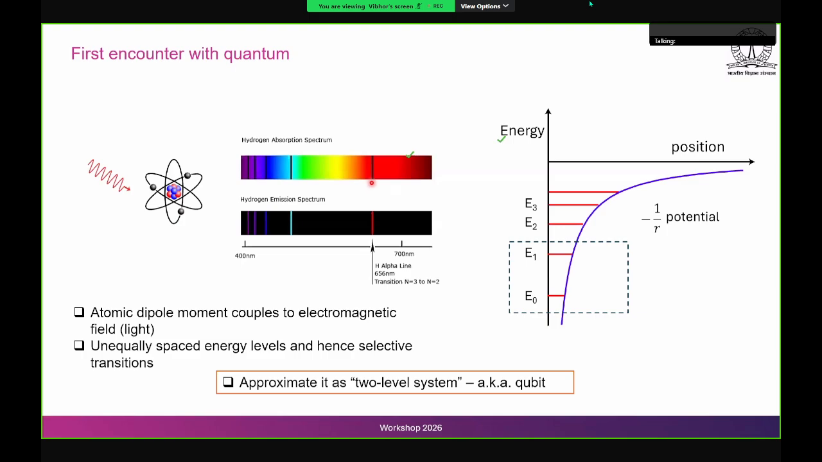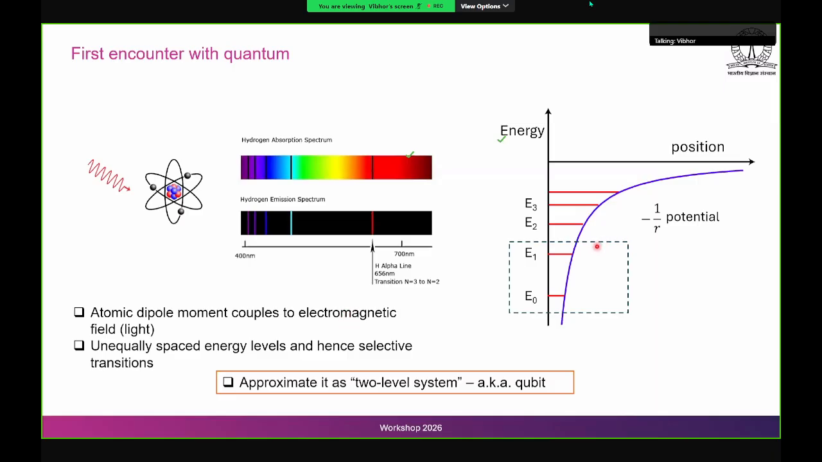And the modern physics understanding that we have for these lines is that they're really showing the quantization of energies for the electrons which are surrounding the nucleus. Because of that quantization, any transition between two levels corresponds to a line in the emission or absorption spectrum. So the fact that these lines are at different wavelengths tells us that the energy level spectrum is not equally spaced. And this coupling between light and atom happens through the atomic dipole moment that couples to the electromagnetic field.